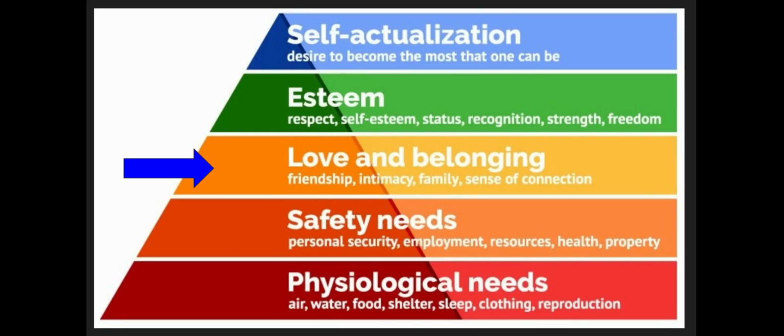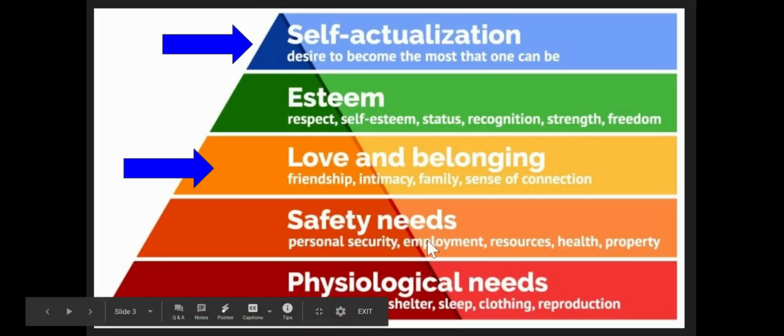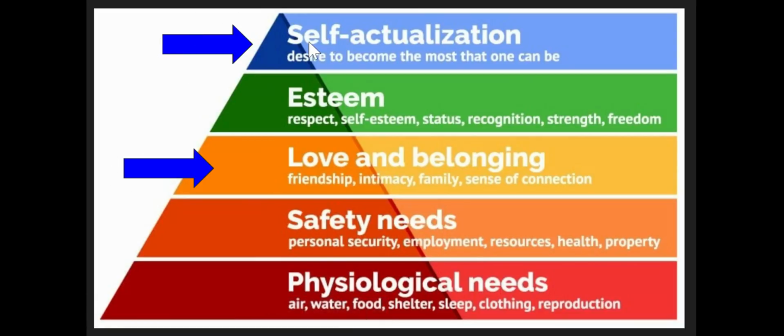When we look at Maslow and his hierarchy of needs, love and belonging, that sense of connection, comes before self-actualization. So your building of a social presence must precede cognitive presence. So how do we do that?